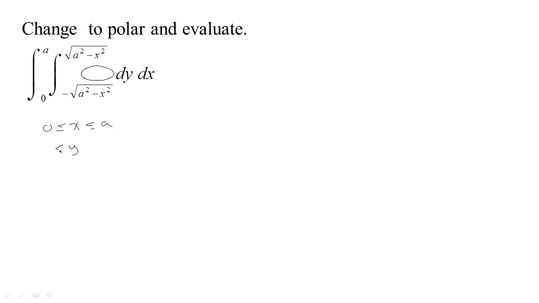and then the y value is between the negative square root of a squared minus x squared and the positive square root of a squared minus x squared. If I look at either of these bounds, let's just look at the right-hand bound. If y is equal to the square root of a squared minus x squared, then y squared is a squared minus x squared, so x squared plus y squared is a squared. That's just a circle of radius a.